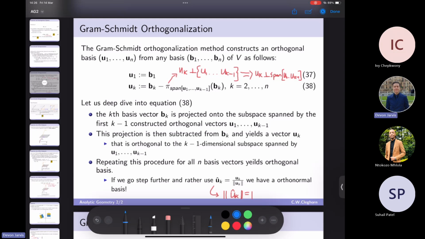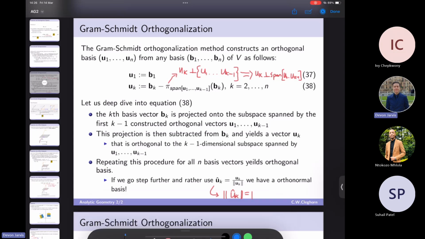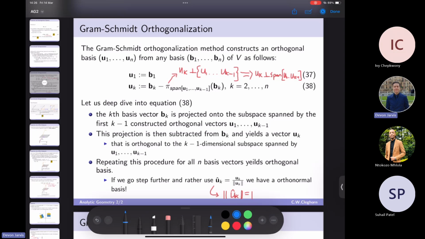Okay, so the Gram-Schmidt orthogonalization method constructs an orthogonal basis U from any basis B of some vector space. All right, and the way we're going to do this, if you bear with me for the notation for two minutes, it's actually really intuitive. You're going to just define, and that's what this equals means here, it means that it's true by definition. They're equal by definition of this process. I'm going to define U1 as just being equal to B1. Okay, that's the first step. So whatever my first basis vector is, U1 is just for now going to be the same thing.